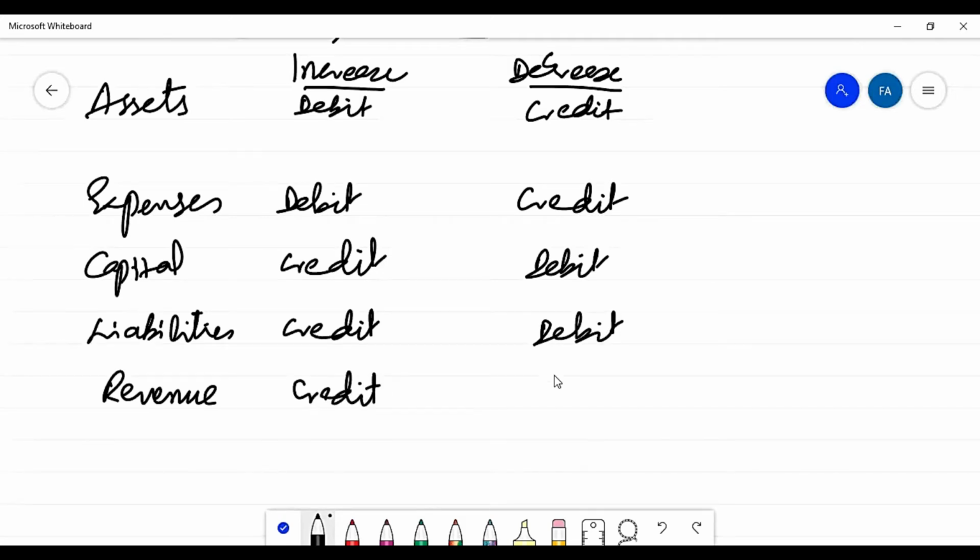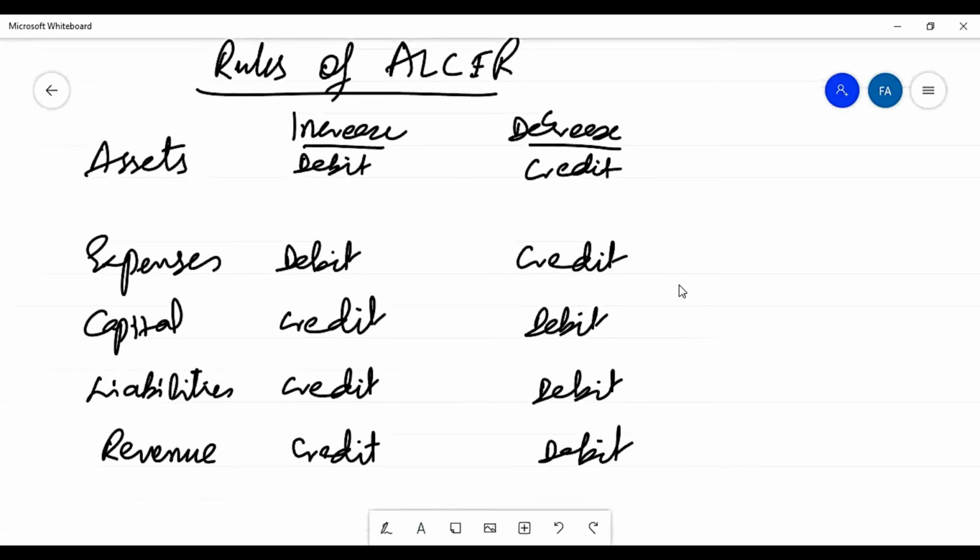Sir, I have a question. Yes. How are expenses debited when they increase? Okay, I'll tell you that with the help of an example. Because more money is going out of the business, right? So shouldn't it be credited if it's increased? No, it's about the nature of that.